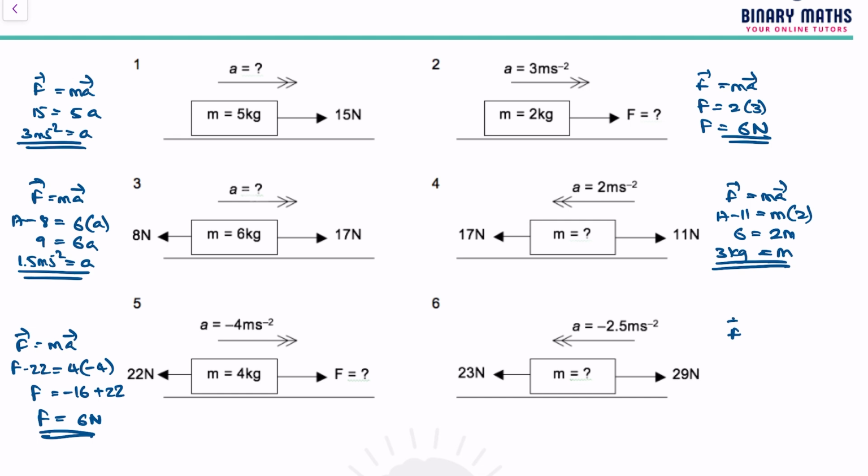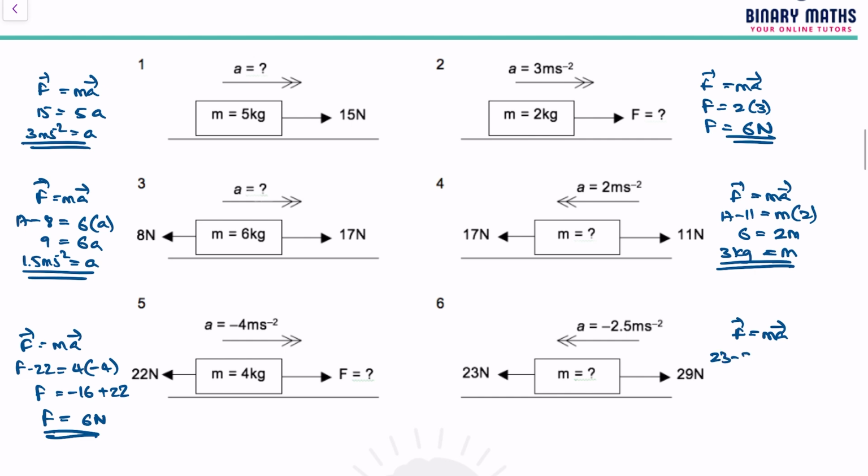Okay, again, F is equal to mass times acceleration. It's moving to the left, so that means 23 take away 29 must be equal to mass times minus 2.5, which means minus 6 is equal to mass times minus 2.5. So mass must be equal to minus 6 divided by minus 2.5, which is equal to 2.5 kg.